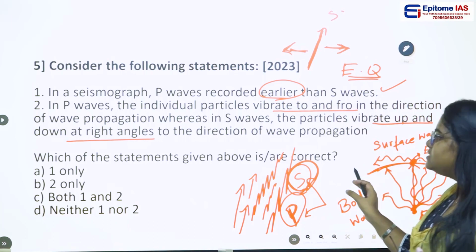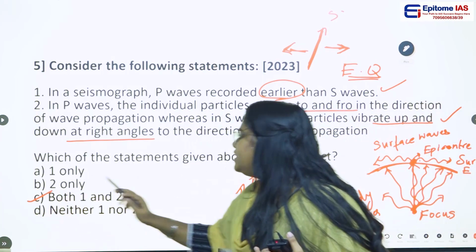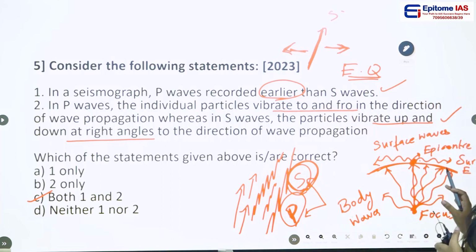So what is the correct answer? Option C, both 1 and 2 are the correct statements.